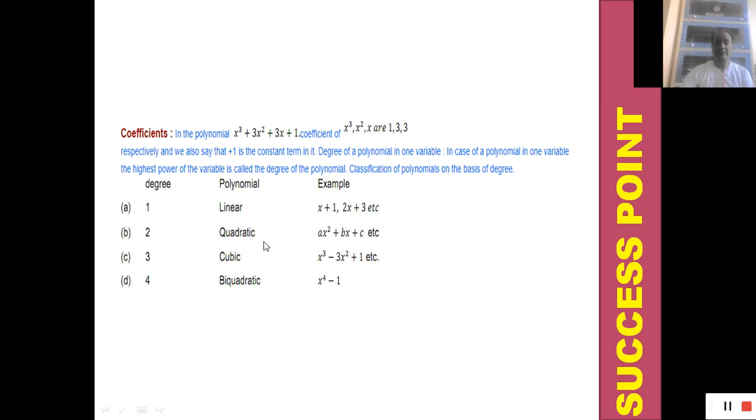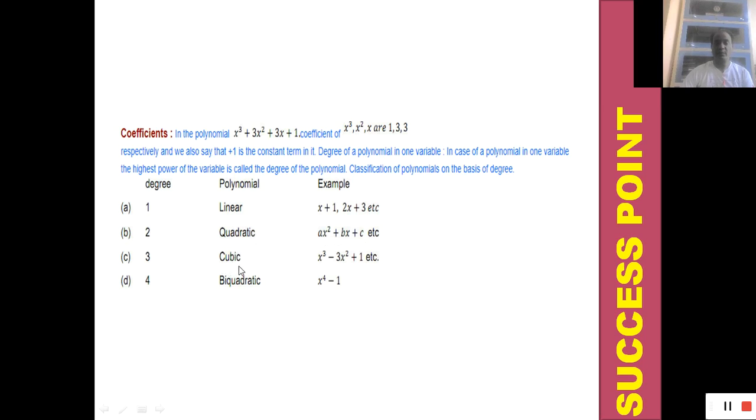Similarly, if a polynomial has degree 2, then it is said to be quadratic, like ax square plus bx plus c. In this example, the power of x is 2, hence the maximum power of x is 2, hence this polynomial is said to be a quadratic polynomial.